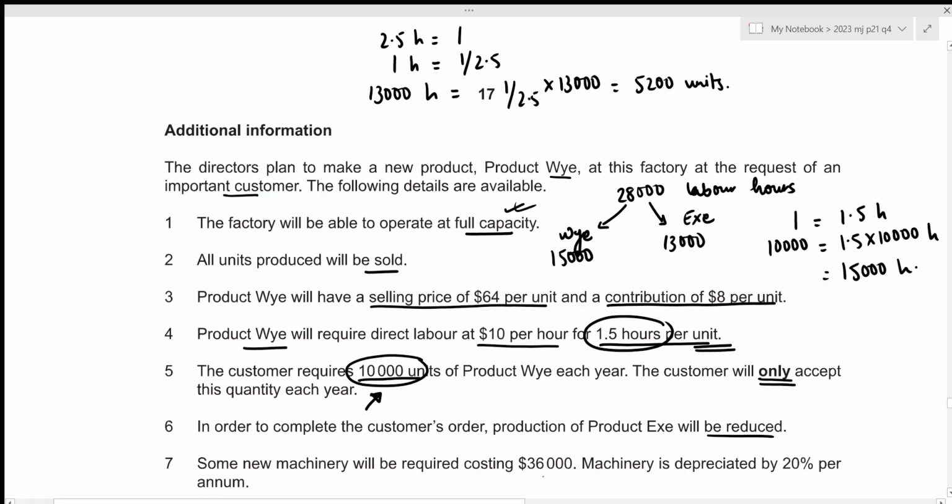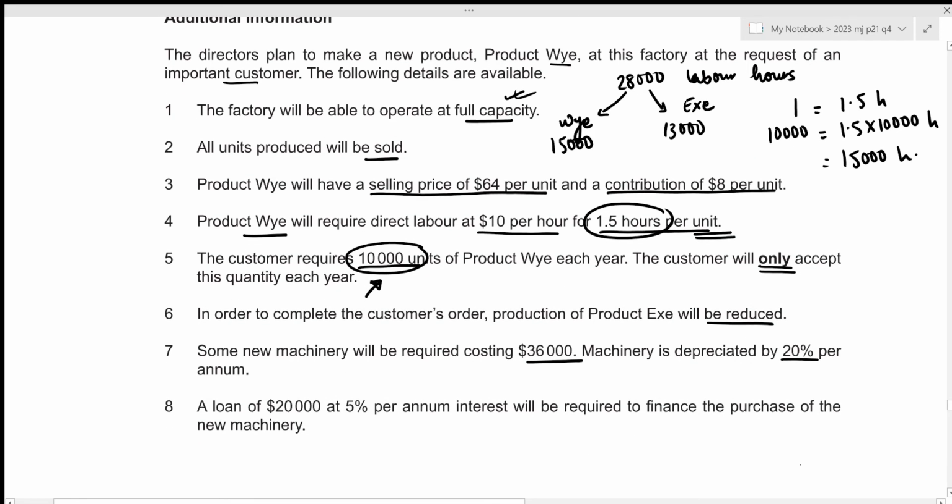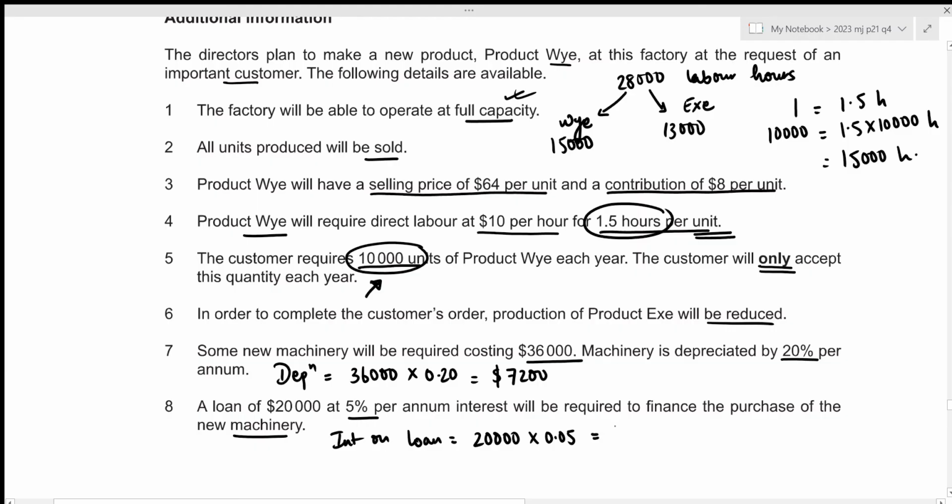Now some new machinery will be required, costing 36,000, and machinery is depreciated by 20% per annum. So let's figure out the depreciation charge. That is just going to be cost, which is 36,000, multiplied by the rate of 20%, which results in 7,200. And a loan of 20,000 at 5% per annum interest will be required to finance the purchase of the new machinery. Again, let's figure out the interest on loan. That is just going to be the loan amount of 20,000 multiplied by the rate of interest 5%, which results in 1,000.